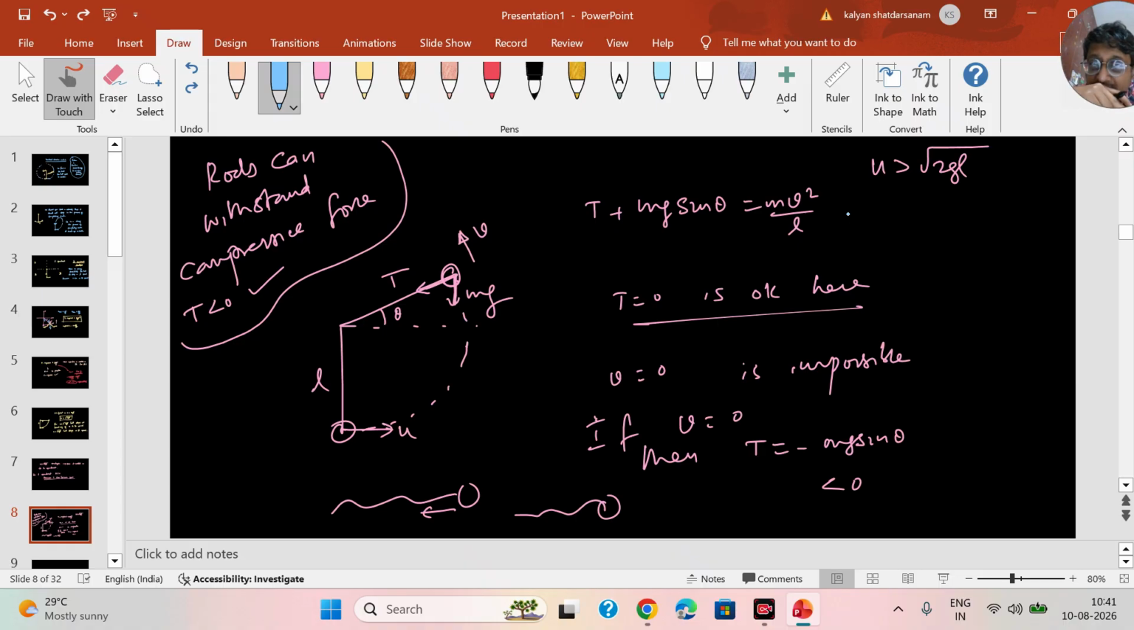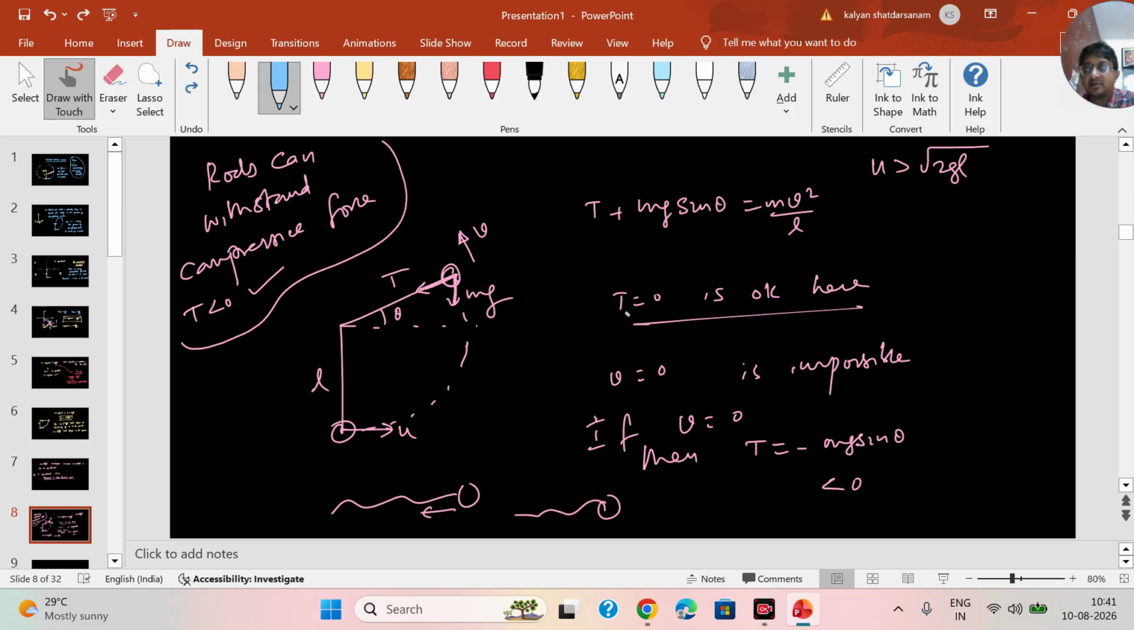So this tension, which was positive happily initially, now when the ball stops, you are saying it is negative. But before this stage is reached, before tension becomes negative, tension becomes 0. And when tension becomes 0, it is no more going in a circular path. So you assumed that it continued in a circle and you are writing some circular equation. That is wrong.